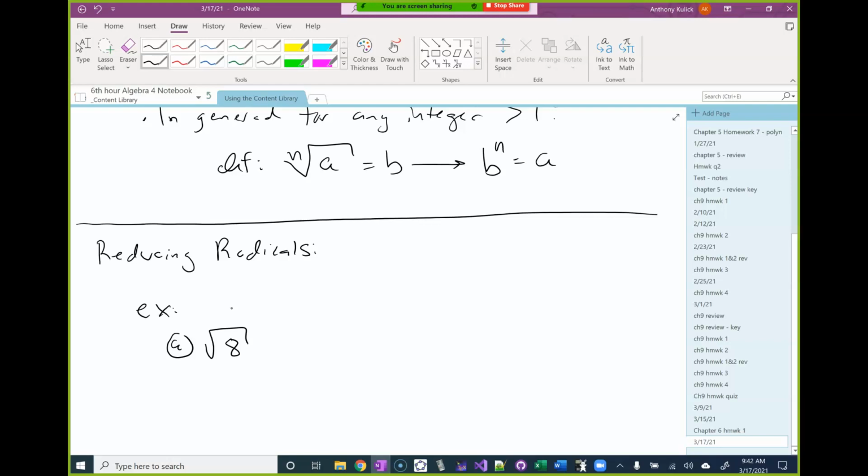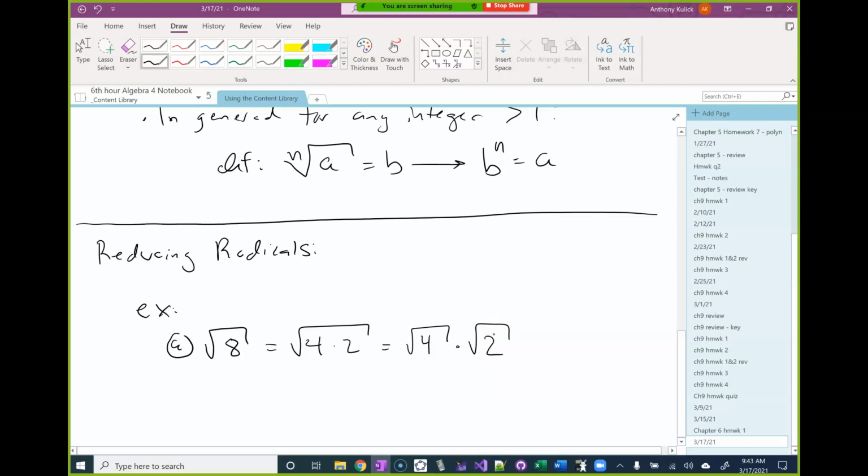However, maybe there's a factor of a perfect square inside of 8. So for example, 8 is 4 times 2. Everybody agree with that? Why is that advantageous? Well, it's advantageous because 4 is a perfect square. So one of the features that we have for these radicals is that you can break a radical at a multiplication symbol.